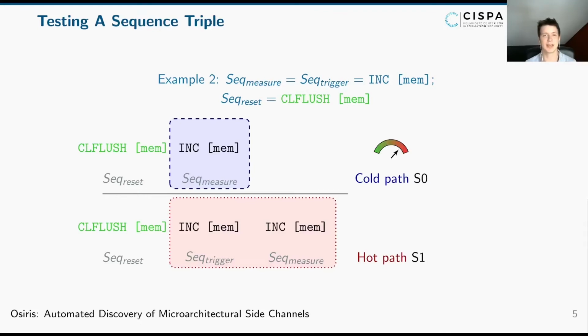So this gives us a cache miss, which is very slow. But in the other case, if our trigger was previously executed, then this trigger sequence brings our memory back to the CPU cache, and we observe a cache hit. So this is very fast. And in this case now, we can distinguish those two timings, and we have a working side channel.